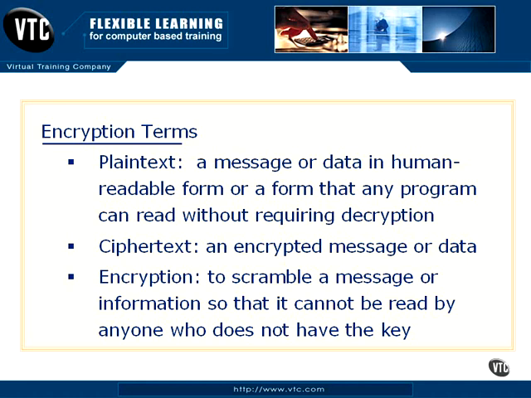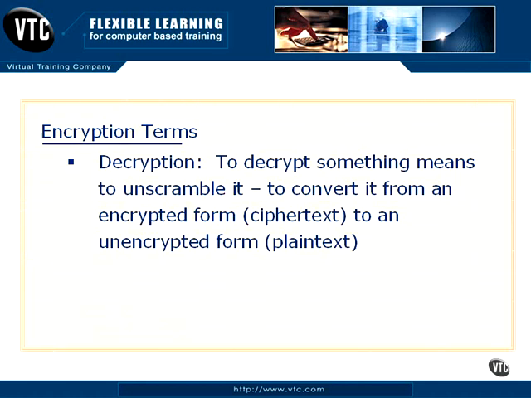Encryption is a process where you scramble a message or any other kind of information so that it cannot be read by anyone who does not have the right key. We'll talk about what keys are in just a moment. Basically, encryption scrambles the data or the message, and as you might think, decryption undoes that process. To decrypt something means that we take an encrypted message and unscramble it. We convert it from an encrypted form, which we called ciphertext, to an unencrypted form, which remember we said was plain text. That's all decryption is. It's the opposite of encryption.